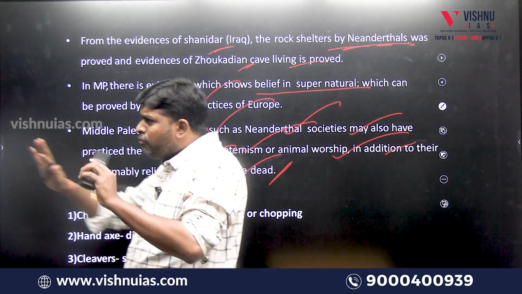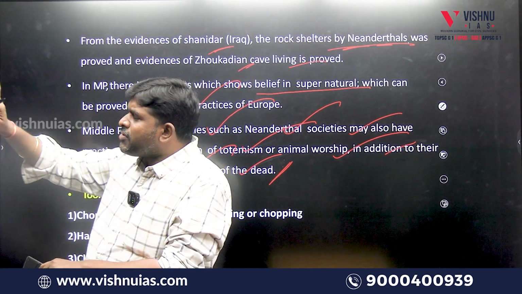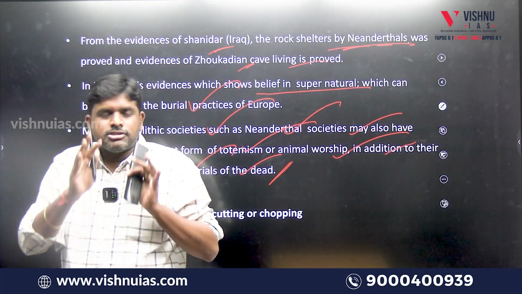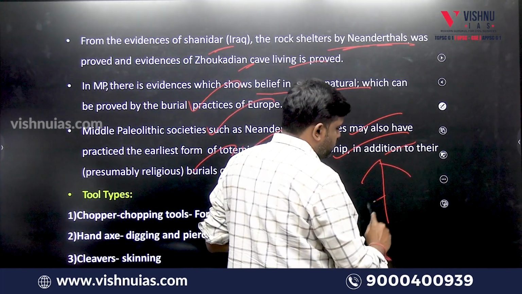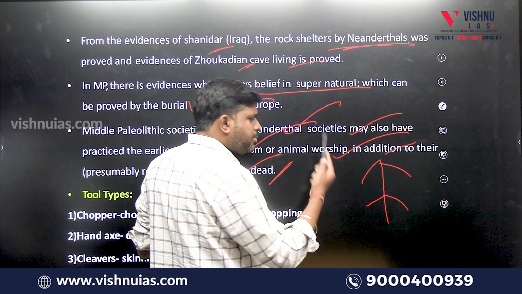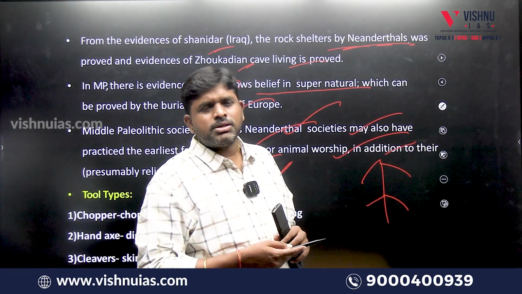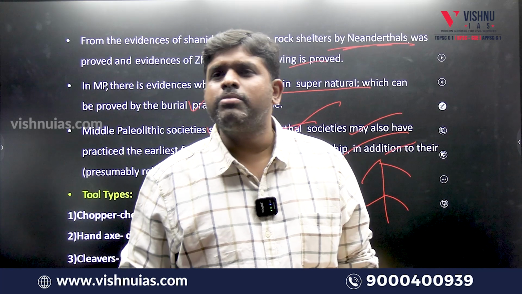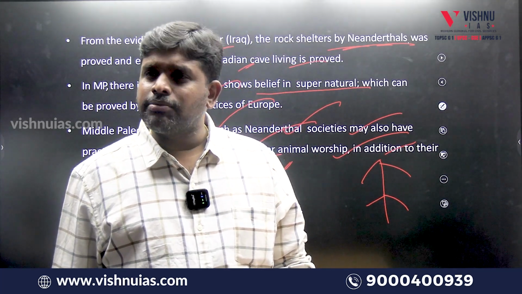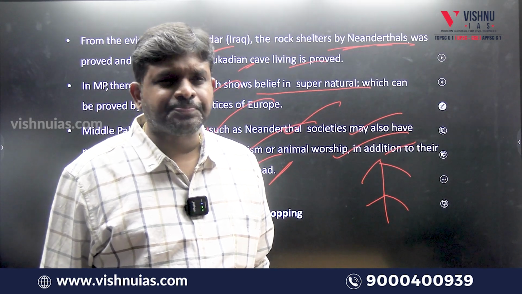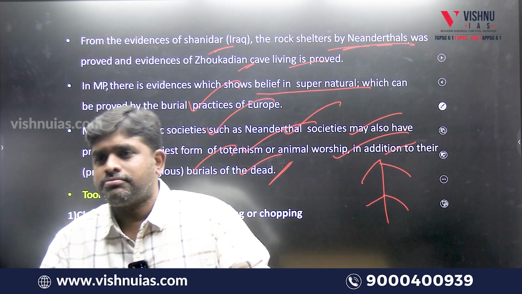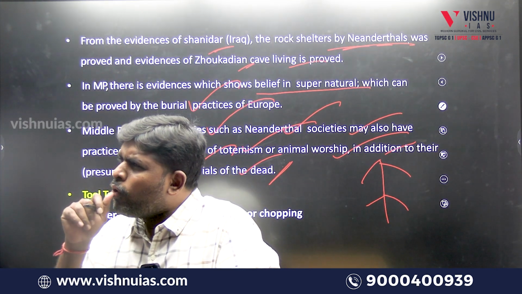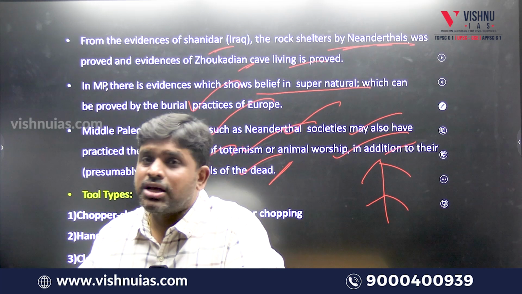What I came to conclude is that wherever they saw the cave paintings, wherever they came across cave living, wherever they came across rock shelters, they saw some symbols. Can be anything. Why would anyone draw a symbol in their house? Cave means house only, no? For them, rock shelter means house only. Why would anyone draw in their house? So there might be some belief system, some supernatural belief system. What I got? I got some symbols. Oh, there might be symbol worship. What is symbol worship called? Totemism.